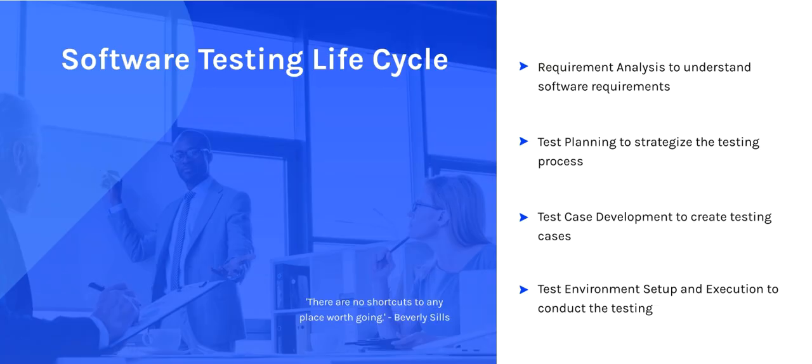Next is test execution. Testers run the test cases and compare actual results with expected outcomes. Any differences or failures are reported as defects to the development team. Finally, we have test cycle closure. Once testing is complete, the team evaluates what was done, documents lessons learned, and shares a final test report. This helps improve future testing projects. Each stage in the STLC builds on the previous one, ensuring a thorough and organized approach to testing.